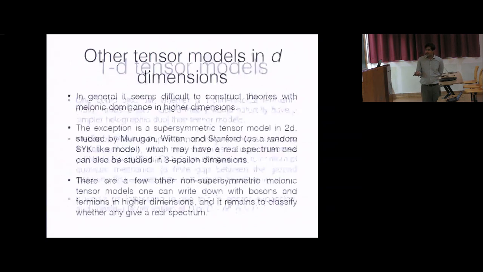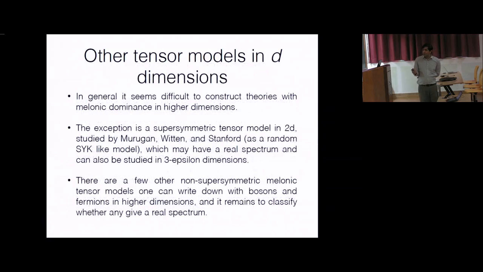Okay, so maybe I will end here. One conclusion is that it's difficult to construct theories with Bosonic dominance in higher dimensions. There's a supersymmetric model which I didn't discuss. Of course, to complete this question of whether there are higher D Bosonic theories, there are a variety of other models you can construct, say with both bosons and fermions. They're not supersymmetric, and you can check if they have real fixed points, and that should be done. So you probably will not get a real fixed point, and that's the end. So thanks.